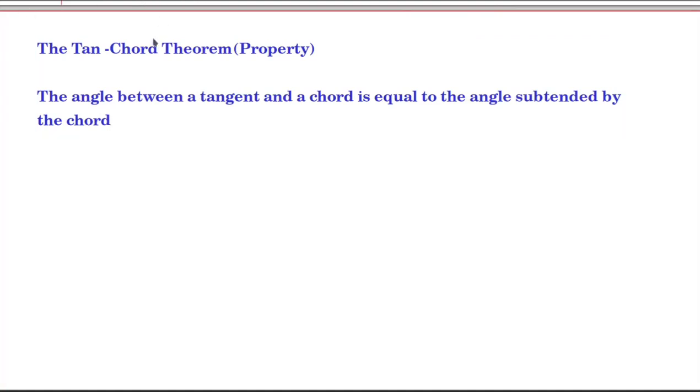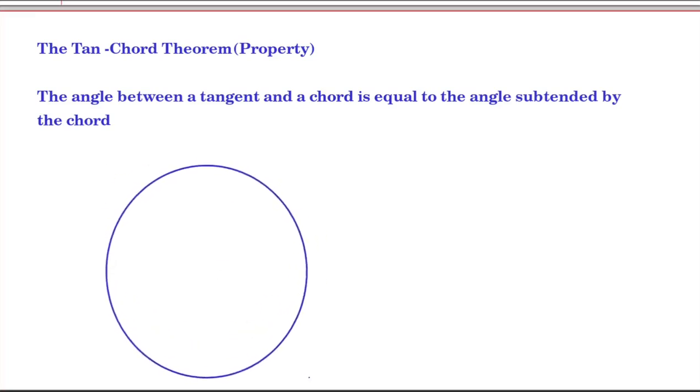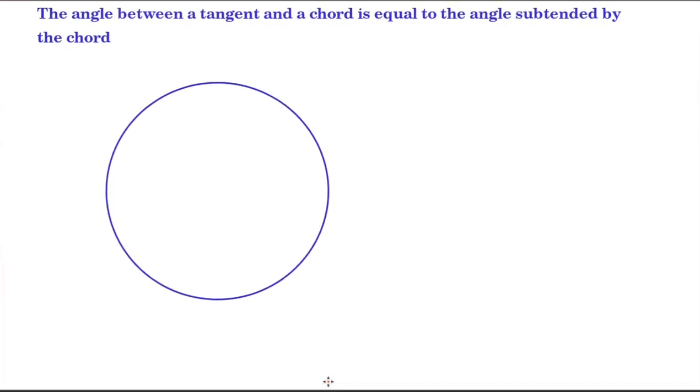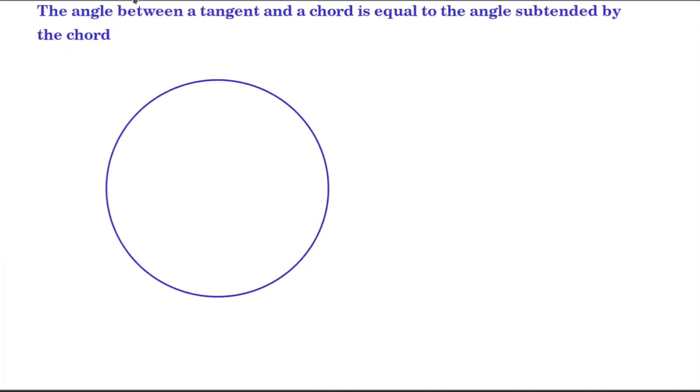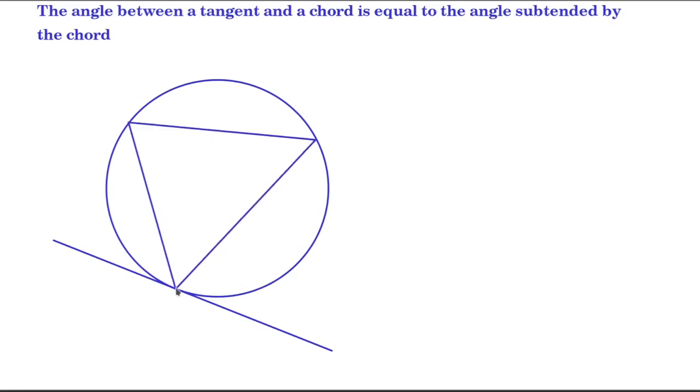Let's just draw. We have our circle there, and then we have our tangent. Remember, a tangent is nothing but a line that touches exactly at one point. Then let's just draw the triangle there. There you go. So what is this thing saying?